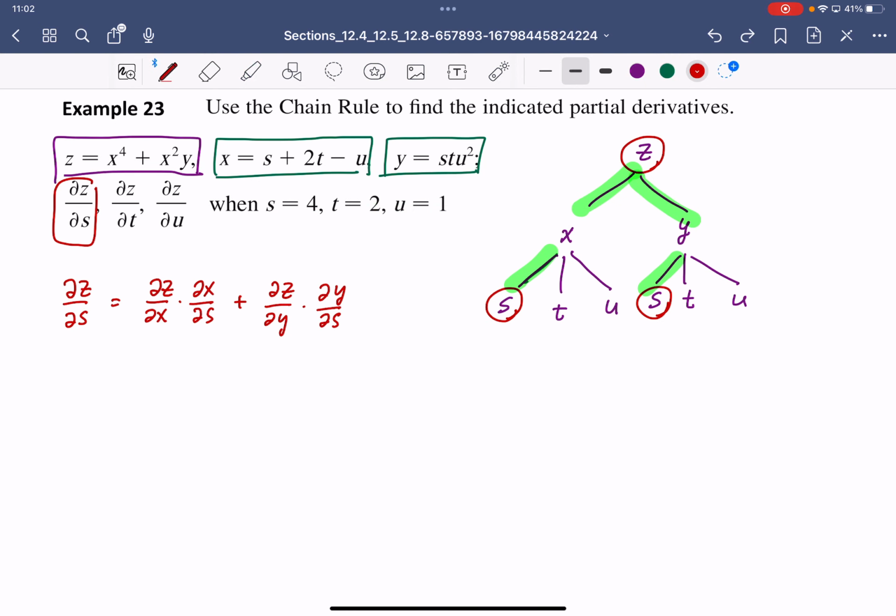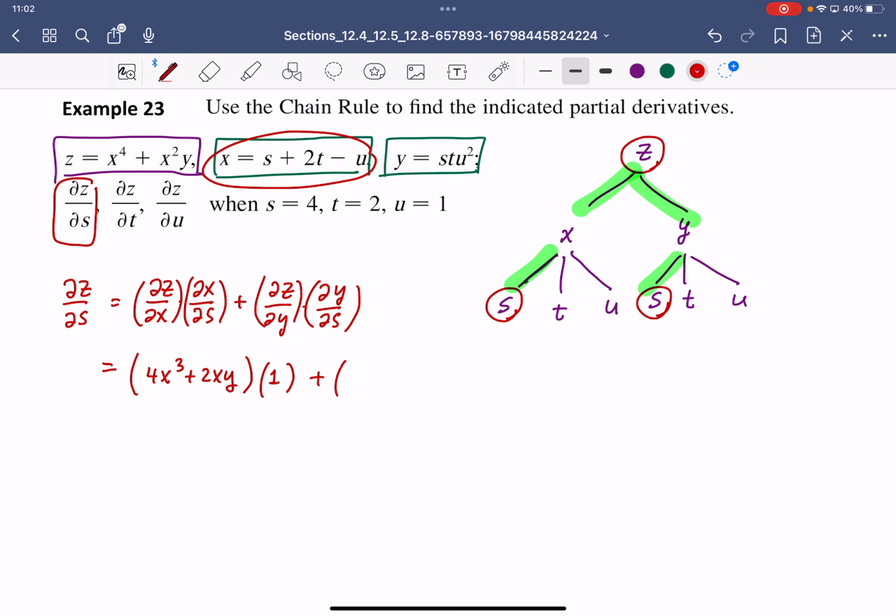We start by differentiating C with respect to X, so this is actually 4x cubed plus 2xy. Does it make sense? Then differentiating x with respect to s, you get 1. This is super easy because t and u disappear. Then plus ∂C/∂Y, which is x squared, and ∂Y/∂S, which is t u squared. Is that okay? We just do it one by one.